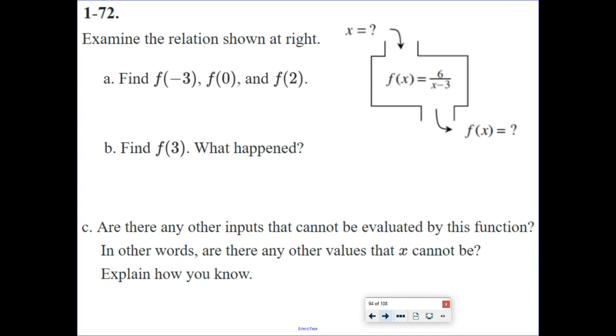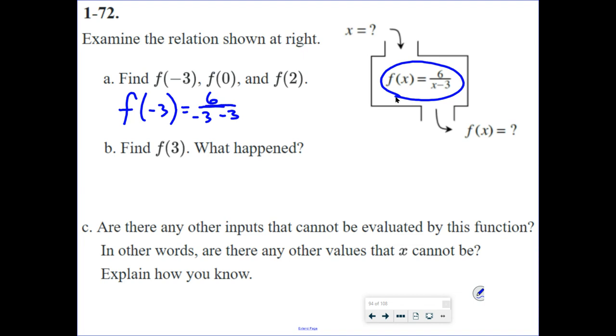So 1.2.72, examine the relationship shown at right. And you see we've got the function machine right here with a function. Find f of -3, find f of 0, and find f of 2. All right, so if I plug in -3, then f of -3 equals 6 over -3 minus 3. And -3 minus 3 becomes -6, so f of -3 is 6 over -6, which would be -1.